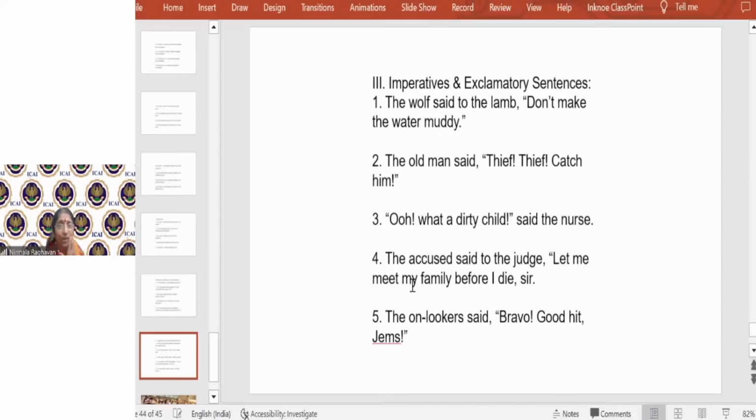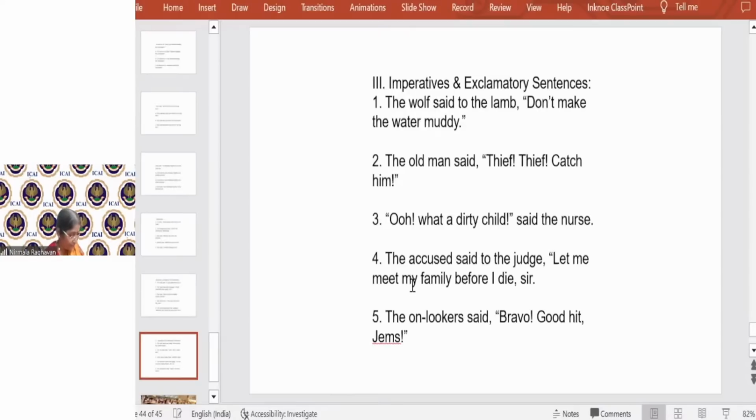One and two, wolf said to the lamb, oh, okay. I did not say the first one, right? Okay. The wolf said to the lamb, don't make the water muddy. The wolf shouted at the lamb or ordered the lamb not to make the water muddy. Not to make the water muddy. Remove the punctuation mark. I'm not saying that because I thought you know it. Before he died. That's for Apurva.